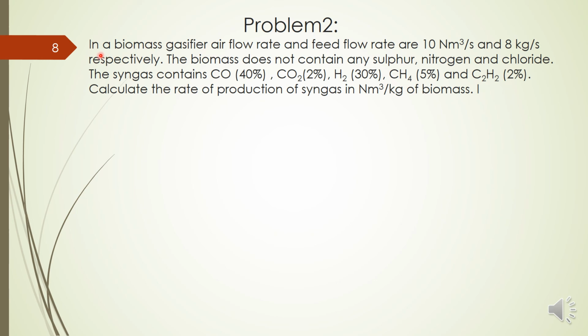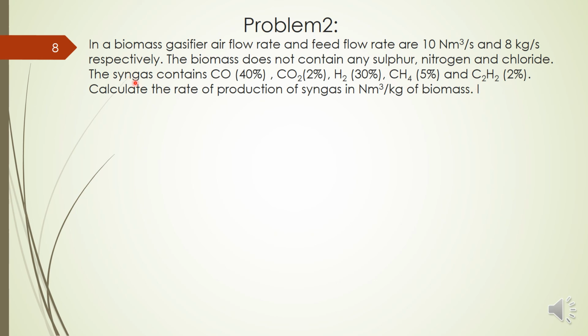Now we have one more problem: in a biomass gasifier, the airflow rate and biomass feed rate. Airflow rate is 10 normal meter cube per second and biomass feed rate is 8 kilogram per second, respectively. And biomass does not contain any sulfur, nitrogen and chlorine. The syngas contains 40% carbon monoxide, 2% carbon dioxide, 30% hydrogen, methane 5% and ethane 2%. Calculate the rate of production of syngas in normal meter cube per kilogram of biomass.